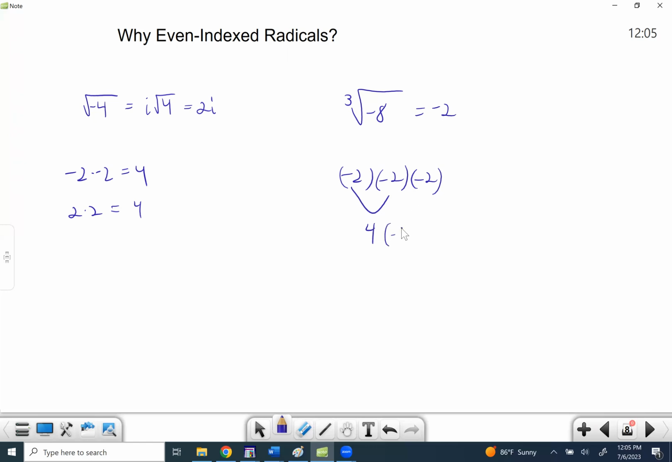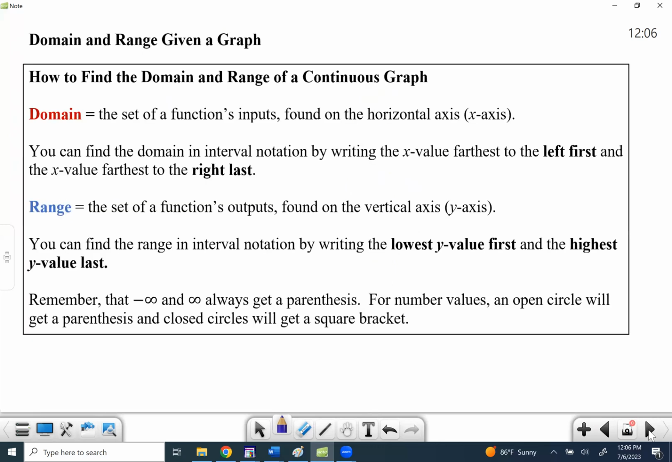But if you multiply that by one more -2, that's going to be your -8. Okay. So the difference between even and odd radicals, you can kind of see here. It's like, well, I can cube root negatives. Oops, I can't square root negatives without getting imaginaries out. So hopefully that helps you understand why we're talking about even indexed radicals only.